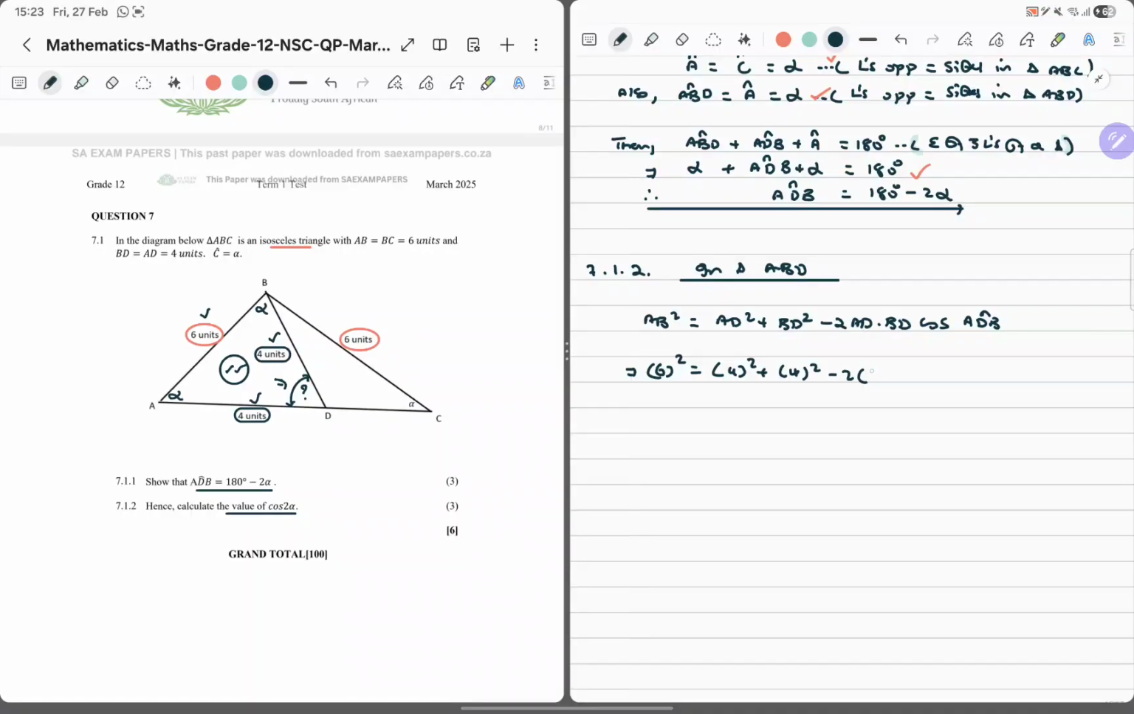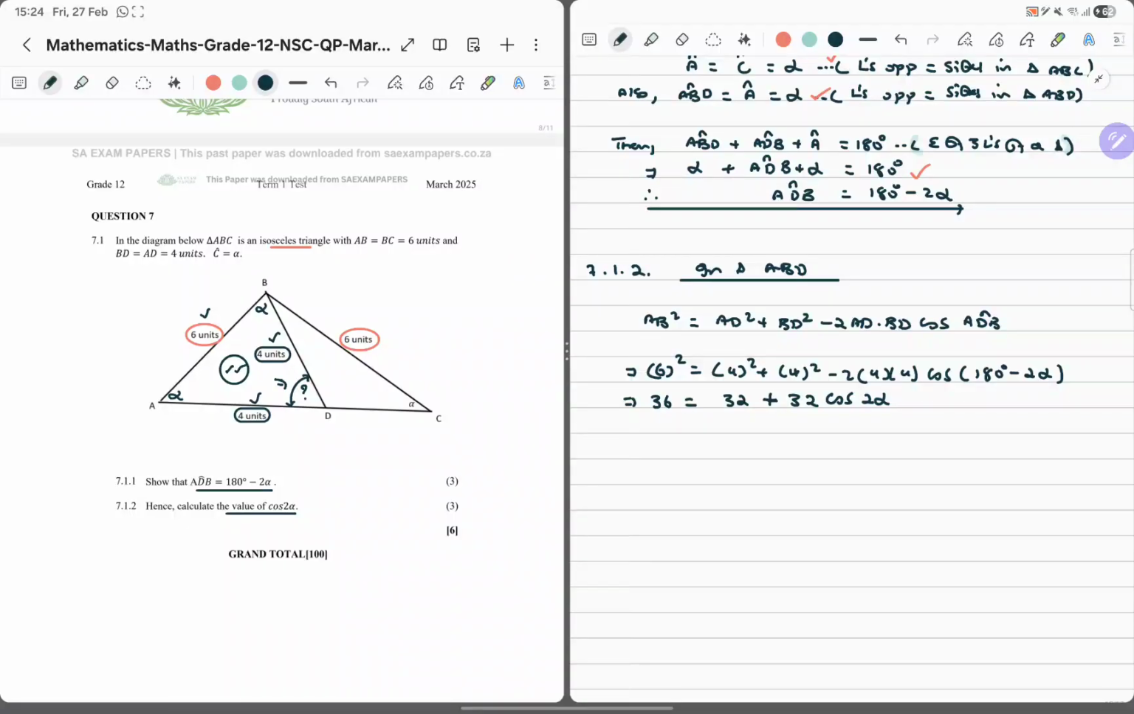AD is 4. Cos of this angle, 180 degrees minus 2 alpha. Okay, we move on. So this is 36 equals 16 plus 16. In fact, we can just say this is 32 straight up. Minus, this is 4 by 2 is 8 by 4, that's 32. Now the reduction here is going to be just cos of 2 alpha, but then the sign will change to plus. But this would have been minus cos 2 alpha. So we sort it out.